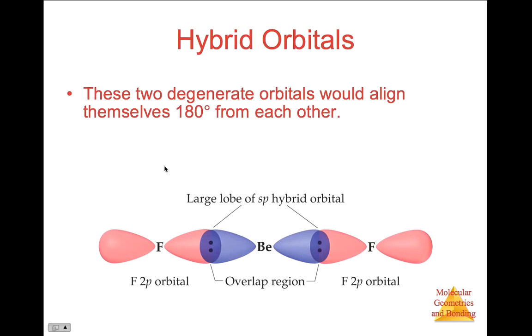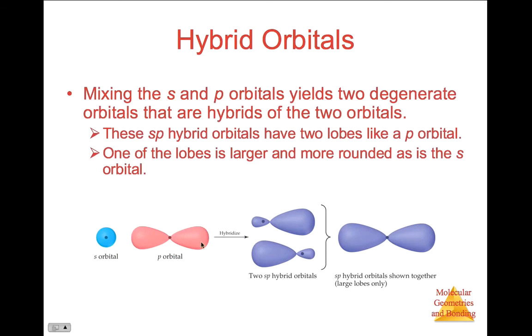These two orbitals of the same energy would align themselves 180 degrees from each other, and we can see here these purple orbitals right here would align themselves on opposite sides of the beryllium and therefore be able to bond with some 2p orbitals from fluorine. These hybridized orbitals right here are called sp hybrid orbitals because it took the s and the p and stuck them together. Look back here on this last slide.